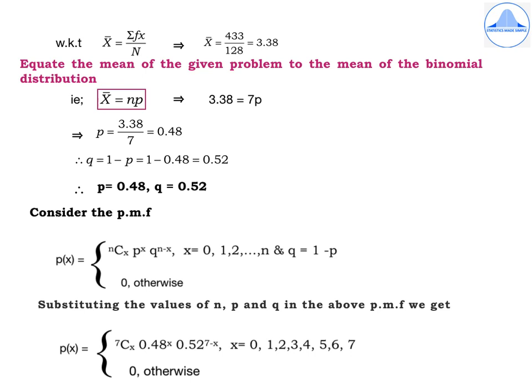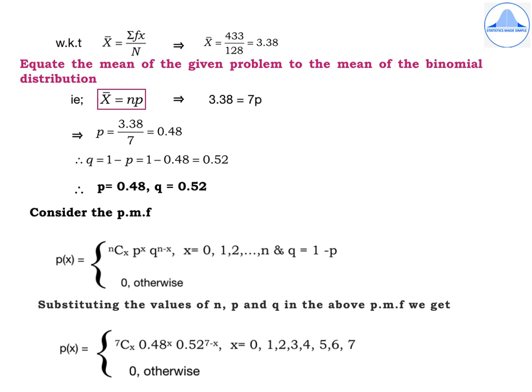So now using the formula X bar equal to NP, you will get 3.38 is equal to 7P, or P is equal to 3.38 divided by 7, which is 0.48. Calculate Q, which is 1 minus P. 1 minus 0.48 is equal to 0.52. So we know the N value. N is how much? It is 7. P is 0.48. Q is 0.52.